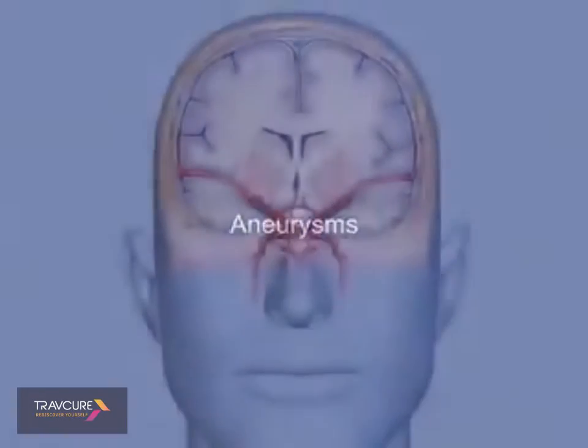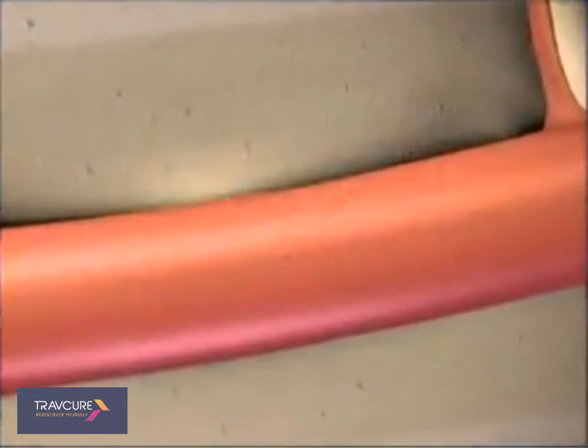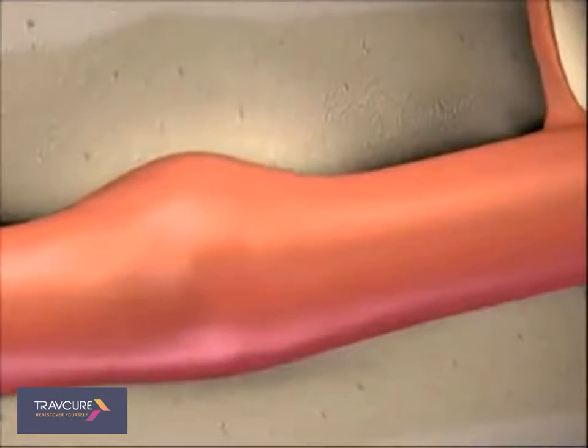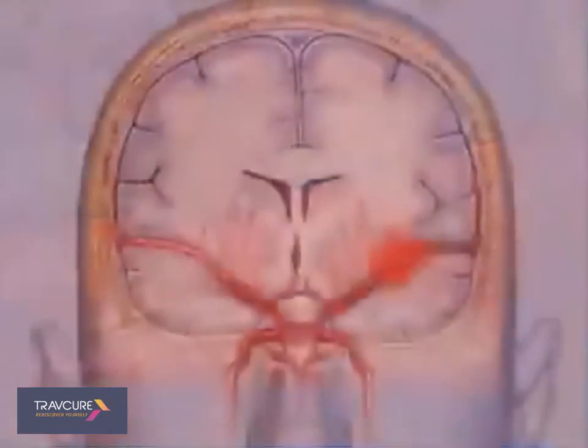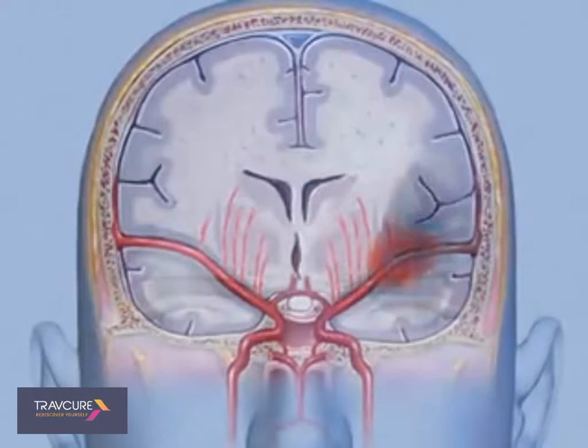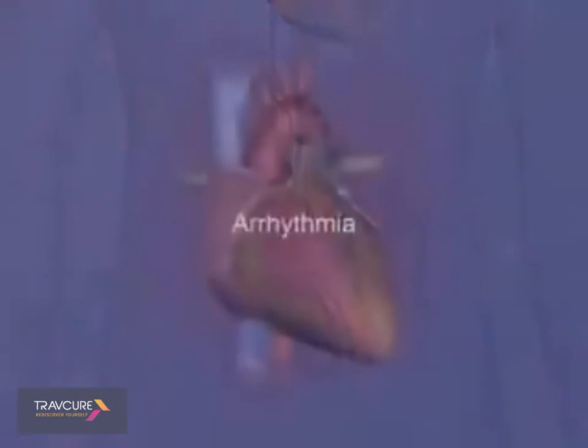Aneurysms. Weak spots that dilate are known as aneurysms. When a weakened artery bursts, rapid internal bleeding occurs and tissues beyond the rupture can be damaged. A rupture of an artery within the brain can result in a severe stroke. If a major artery ruptures, death from shock can occur.